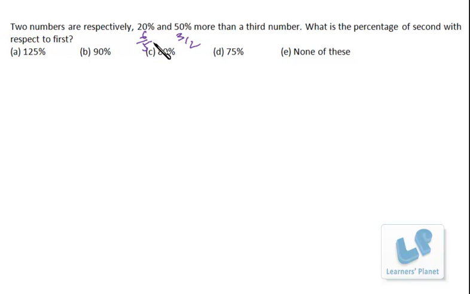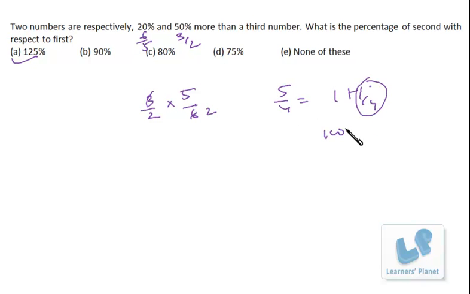Now I have to find out what percent this 3 by 2 is of 6 by 5. So it's 3 by 2 divided by 6 by 5, so I can write this as 3 by 2 times 5 by 6. So it's 5 by 4, that means 125%. What is 5 by 4? It's 1 plus 1 by 4, so it's 100 plus 25%. You should know the percentage equivalent fractions.